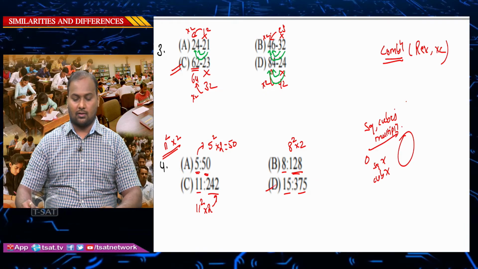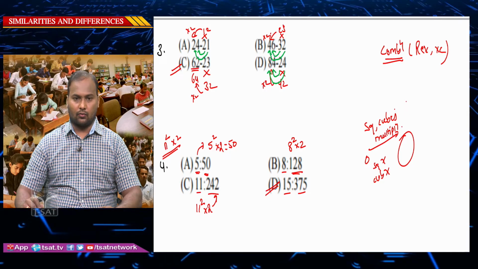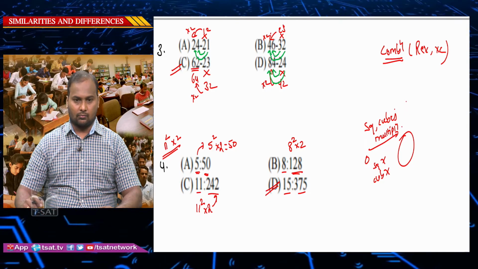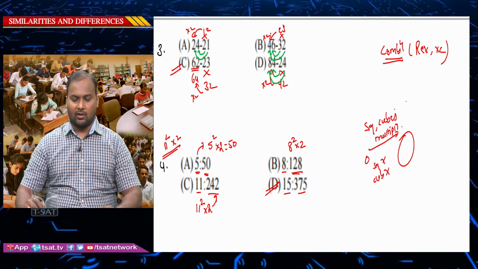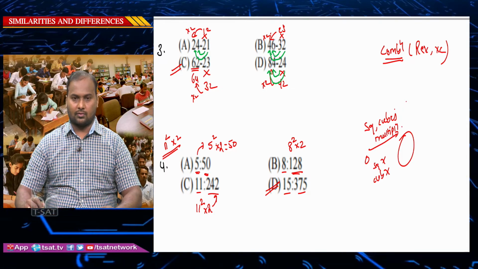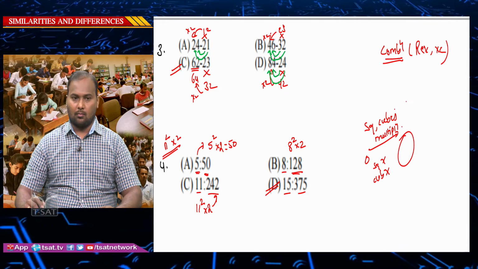So obviously what is the answer? Option D is the answer, because 15 square 225 multiplied by 2, so we are getting around 450, but only 375 is given. So what is the similar thing? The similar thing for all 3 options is combination pattern, that is square and multiplication.